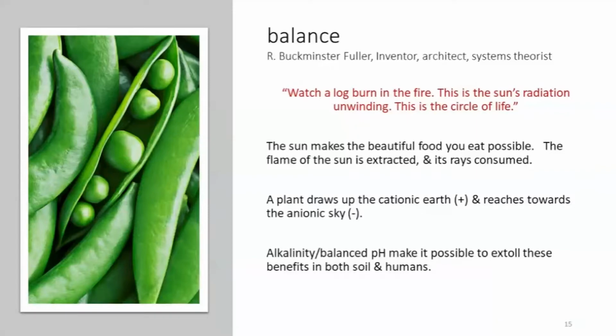If we look at balance, Buckminster Fuller, he was quite a character if you know anything about him, and he always talked about watch a log burn in the fire, and this is actually the sun's radiation unwinding, and it's the circle of life. So the sun creates this beautiful food, and then we get to eat it, and the plants actually extract the flame of the sun and consume it. The plant draws up the cationic earth, which is the positive ions, and it reaches towards the anionic sky, which are the negative molecules.